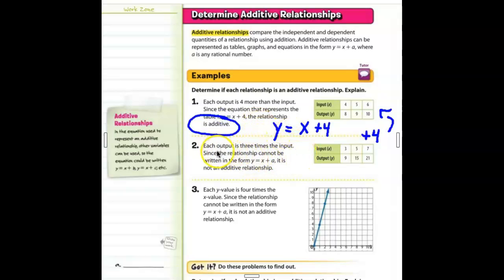Okay, so for number 2, it says each amount is 3 times the input. So 3 times 3 is 9, 5 times 3 is 15, and 7 times 3 is 21. In this case, it is not additive because you are multiplying. So this particular rule would be y is equal to 3 times whatever x is. We're going to learn tomorrow this is called multiplicative.